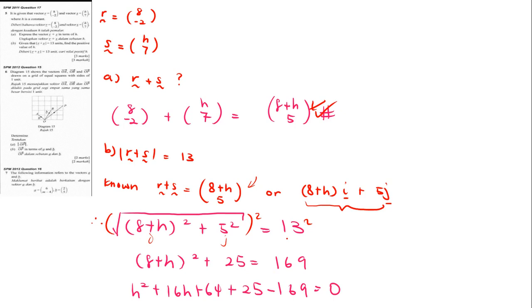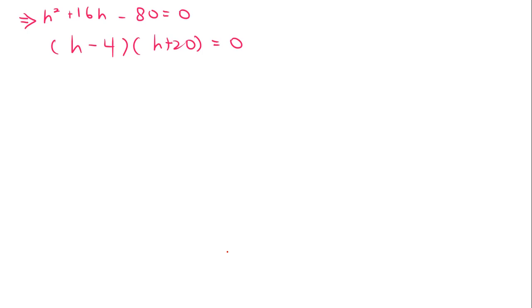You can expand this first and you get a quadratic form. Simplify and you get h squared plus 16h minus 180, and you factorize. You get h equivalent to 4 or h equivalent to negative 20, which is rejected because we want the positive version only. So h is equivalent to 4. Okay, next question, and the last, I think.